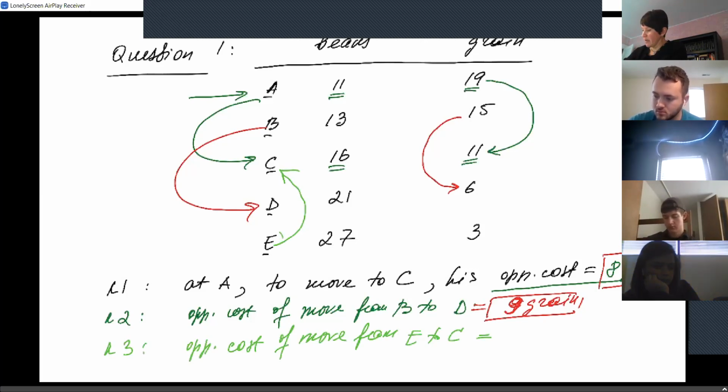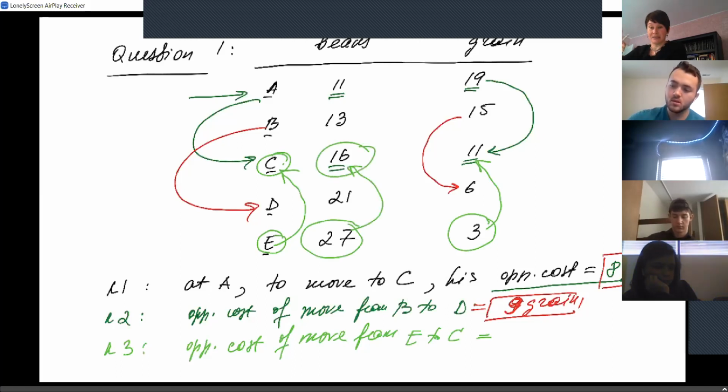As we move from E to C, in grains we're moving from 3 to 11. We're gaining. This is not our loss. Our loss is what we actually lost, the opportunity cost. And in that move, we're moving from 27 units to 16 in beans. We're losing 11 units of beans.